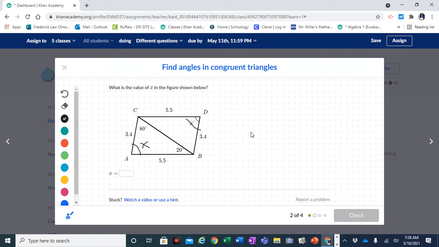We also need to know that the angles add to 180 degrees. So in a triangle, the angles all together add to 180 degrees. So if we currently have the 80 and the 20, we already have 100 of the 180, which would mean that the angle that we're looking for here, this x, is going to have to be the remainder of 180 minus 100, which means that x is going to be equal to 80.